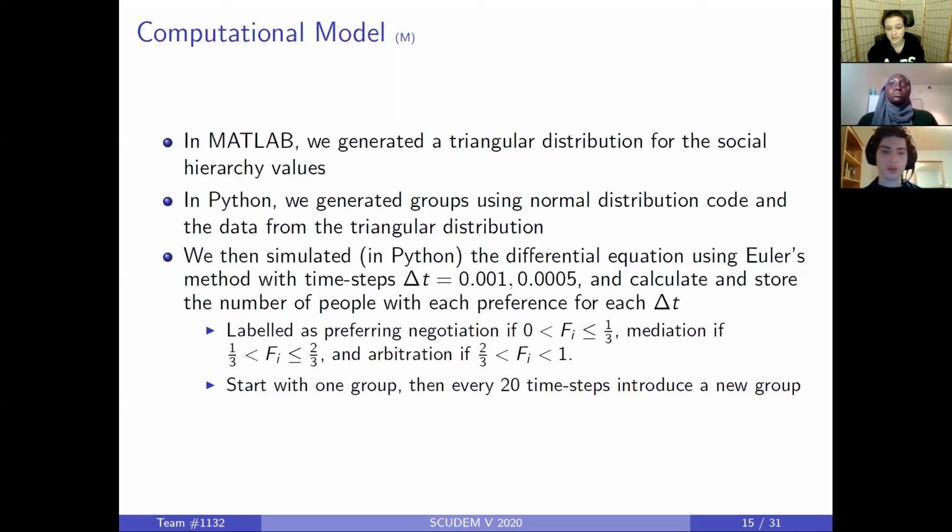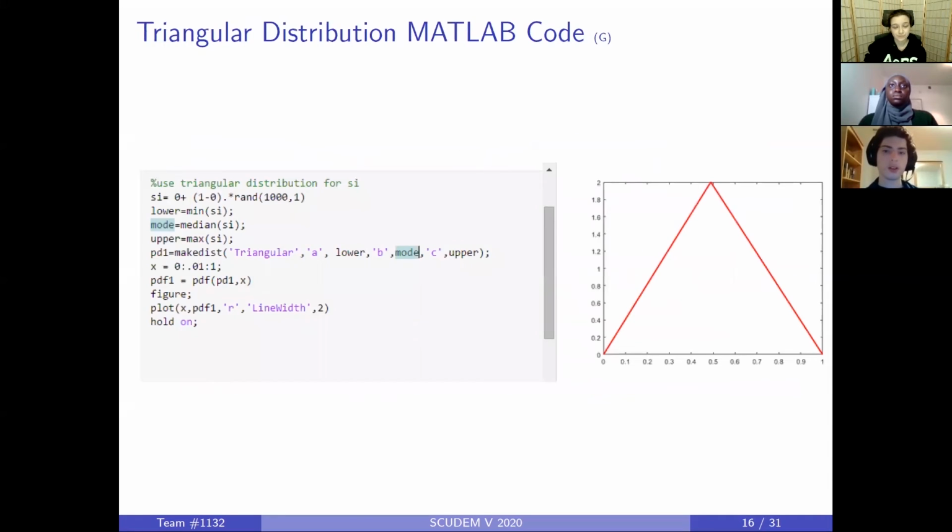So we said for each person, if their chosen formality value is between 0 and 1/3 at that time step, they preferred negotiation. Then they preferred mediation if their preferred formality value is between 1/3 and 2/3. And otherwise, if it's greater than that, then we said they preferred arbitration. And what we did was we started with one group in the camp, and then every 20 time steps, which we also played with to see differences, we would introduce a new group. Here is the MATLAB code for the triangular distribution of the strength of social impact.